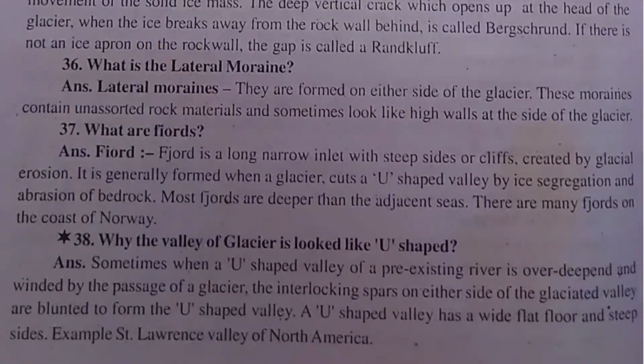Next question is why the valley of a glacier looks U-shaped. Sometimes when a V-shaped valley of a pre-existing river is over-deepened and widened by the passage of a glacier, the interlocking spurs on either side of the glaciated valley are truncated to form the U-shaped valley. A U-shaped valley has a wide flat floor and steep sides, example St. Lawrence Valley of North America.